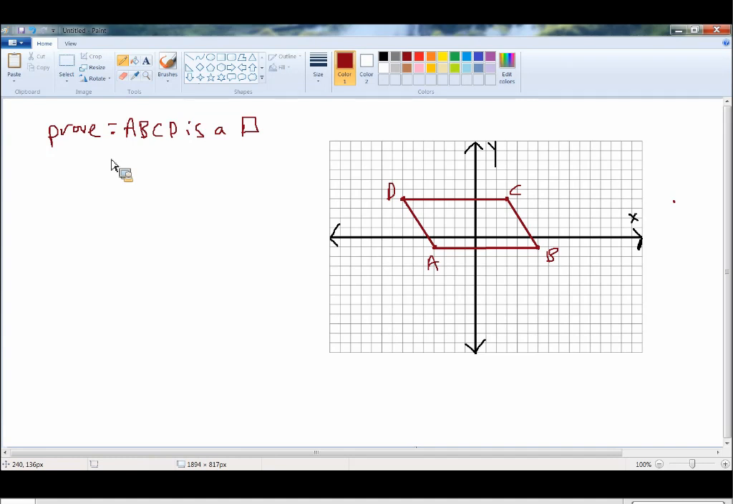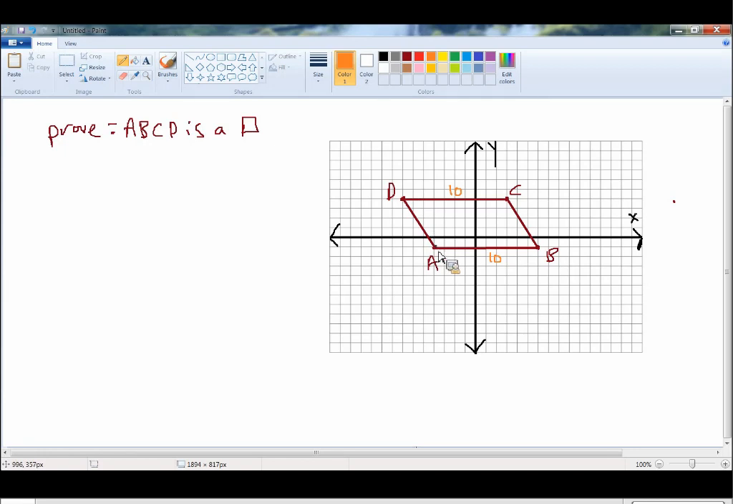Number one is to prove that both pairs of opposite sides are equal. And the other one is to prove that opposite sides are parallel. Let's do both. Let's figure out the lengths of each side, and the slope of each side. First, let's do the easy one. What's the length of DC? Well, this is a straight line, so we can simply count: 1, 2, 3, 4, 5, 6, 7, 8, 9, 10. And AB also, 1, 2, 3, 4, 5, 6, 7, 8, 9, 10. So this opposite side is 10, and this opposite side is 10.